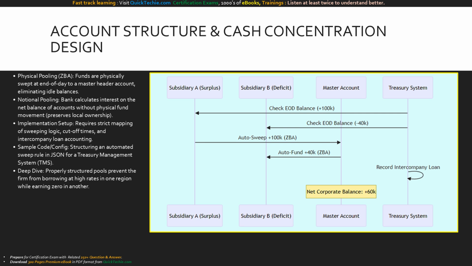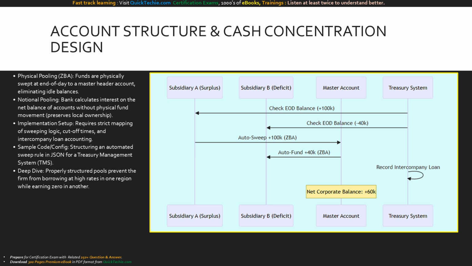Alternatively, we have notional pooling, where funds do not physically move, but the bank calculates interest on the net aggregate balance, ideal for countries with strict intercompany loan regulations. To implement these, we configure automated rules in our treasury management system. In a moment, I will show you a sample JSON configuration for a sweep rule. This level of technical design ensures that a company never suffers the idle cash penalty, borrowing externally at 6% while millions sit idly in another account earning nothing.